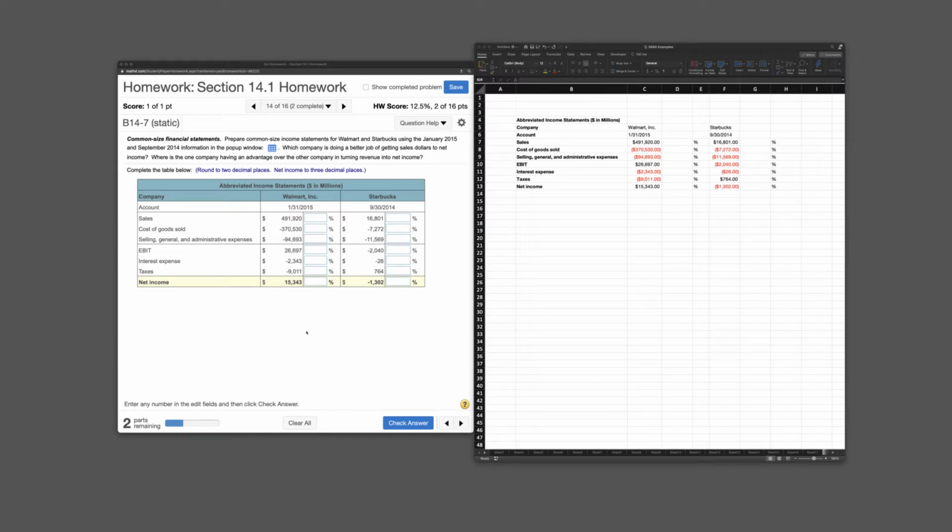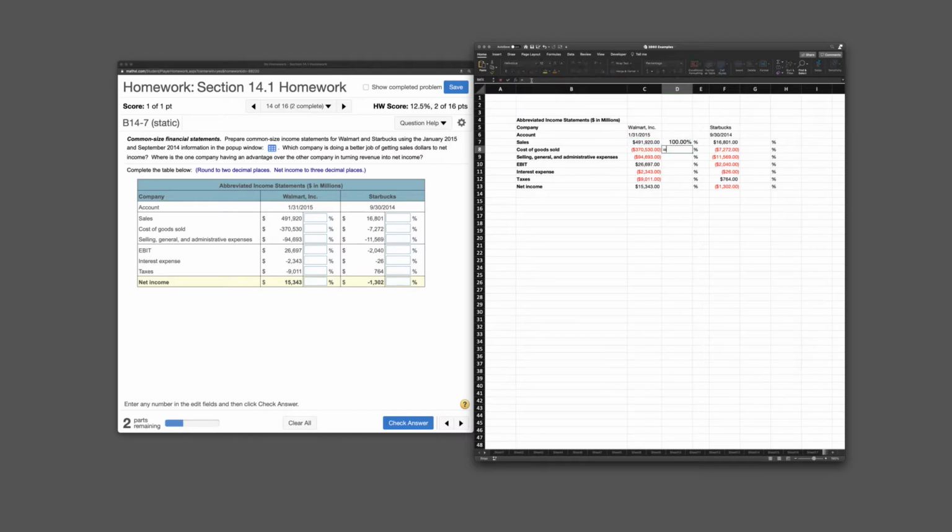Hey everyone, welcome to Common Size Financial Statements. Here we're going to be comparing two abbreviated income statements for Walmart and Starbucks. And we're going to first turn them into a common size. In other words, we're going to express all the items in terms of a common base figure.